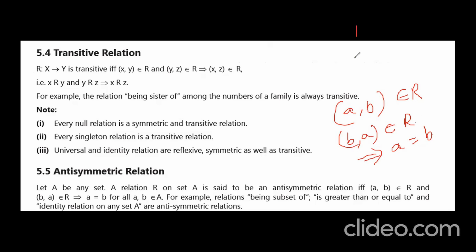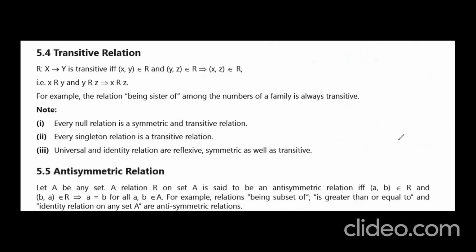So I take R as a relation on set A. x related to y and y related to x, then x is equal to y. This is called an anti-symmetric relation. Understand? x related to y and y related to x, then x is equal to y. That can be called an anti-symmetric relation. Okay, got it?